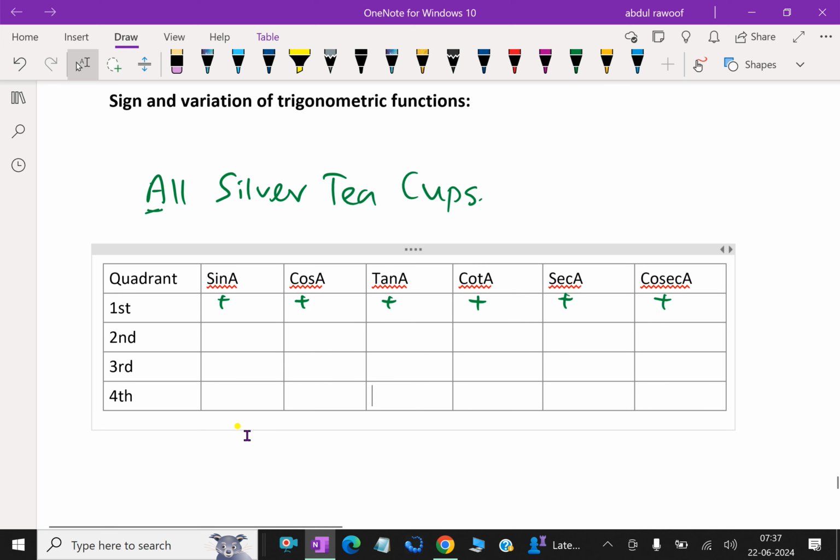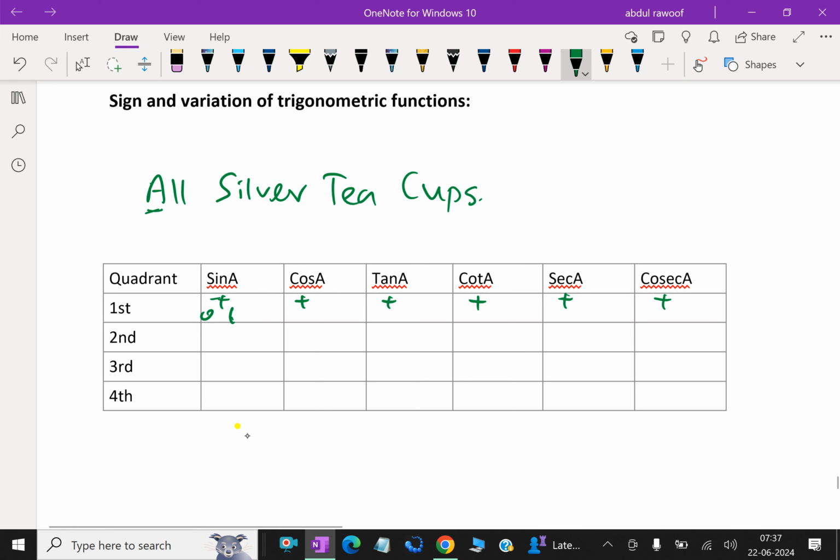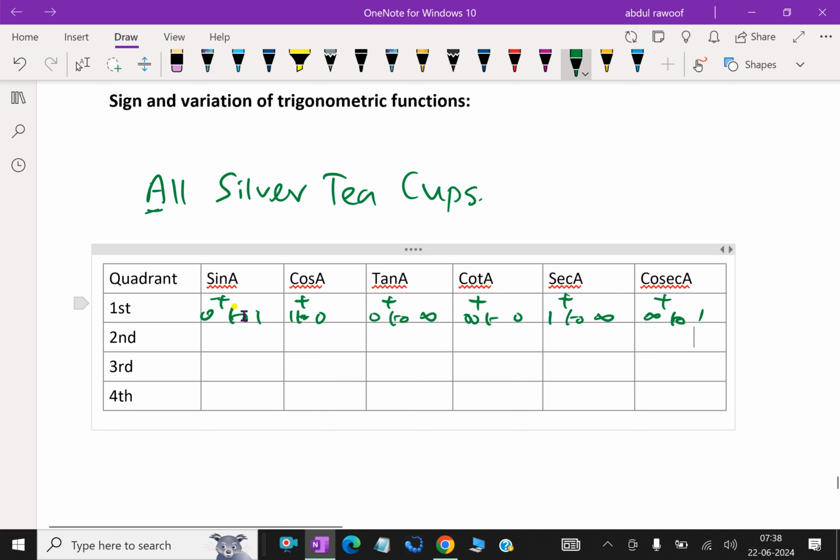Then we can write the variations: sine goes 0 to 1, cos goes 1 to 0, tan goes 0 to infinity, cot goes infinity to 0, secant goes 1 to infinity, and cosecant goes infinity to 1. Like this in the first quadrant, all are positive.